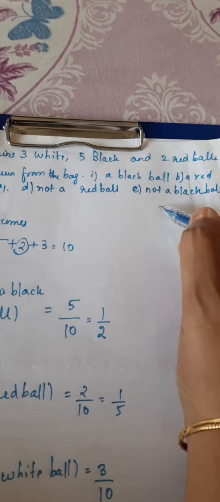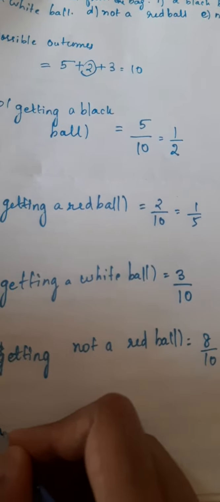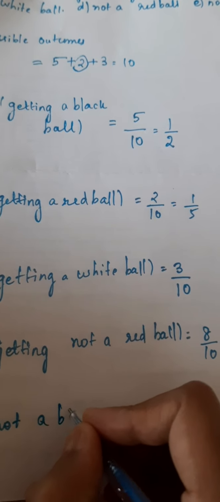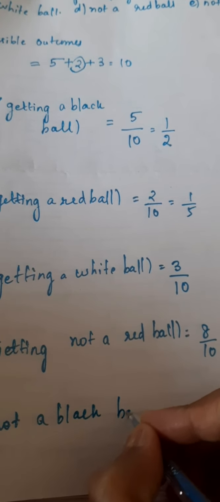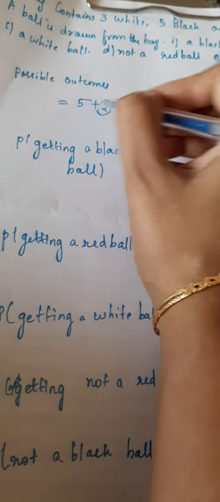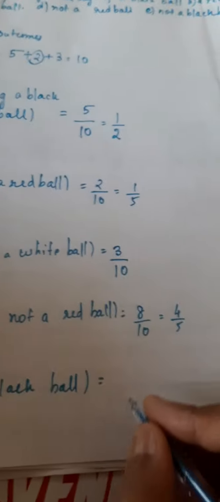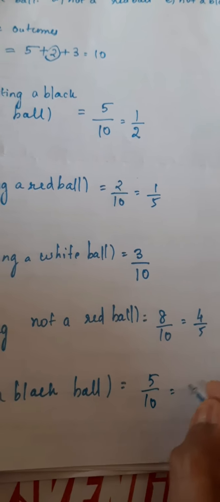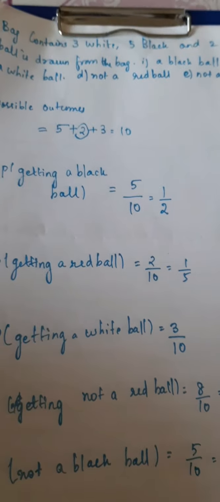Next is probability of not a black ball. So probability of getting not a black ball, we need to exclude the count of black here, that's 5. So 2 plus 3, that's going to be 5 by 10. That is simplifying to 1 by 2.